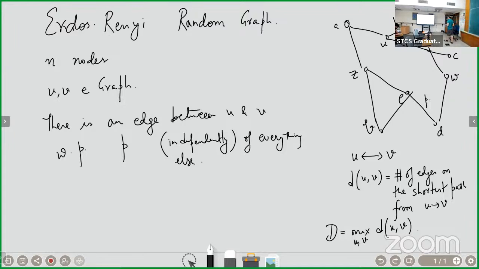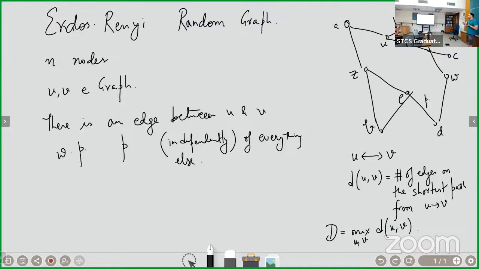Okay, so let's take question number 2. What are the questions we would like to ask? First was percolation. What is the value of P for which you have a connected component of size order n? What is the diameter? Suppose you choose a P for which there is percolation, that is, a connected component of size order n. What do you expect the diameter to be?